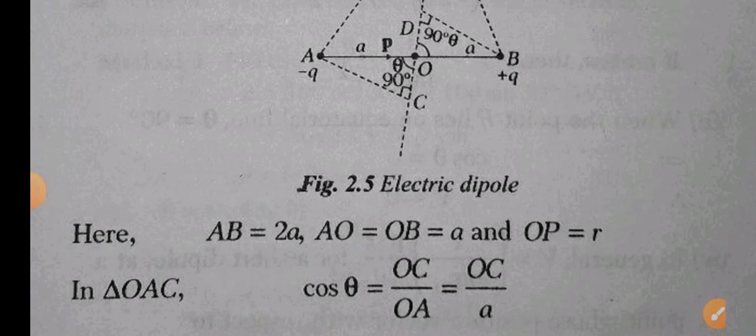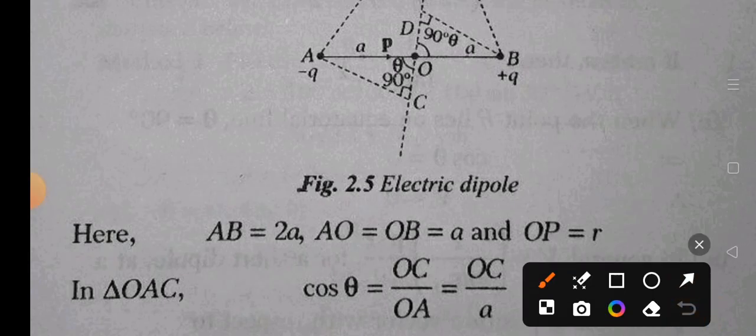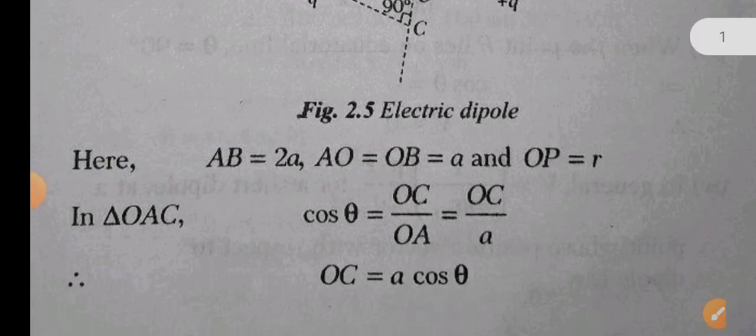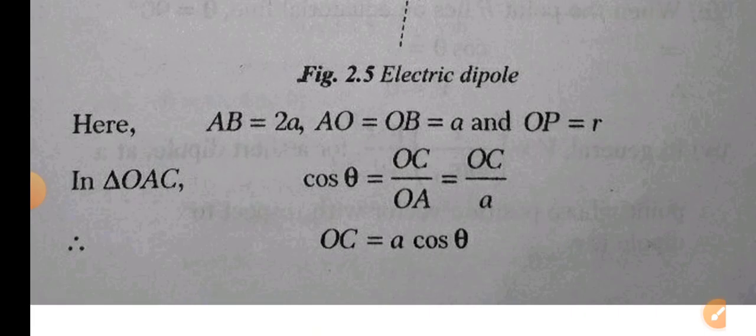So in triangle OAC, we will see cos theta is equal to base upon hypotenuse. The base is OC and the hypotenuse is OA, which we know is a. So cos theta is equal to OC upon OA, base upon hypotenuse, so OC is equal to a cos theta.